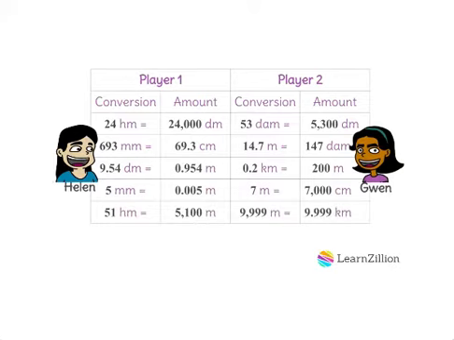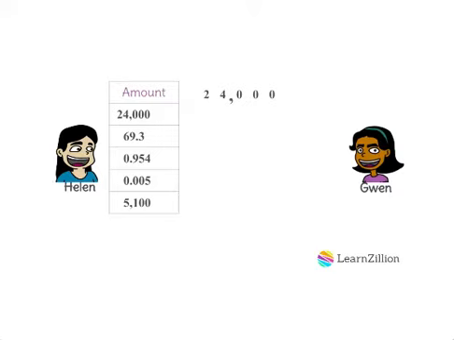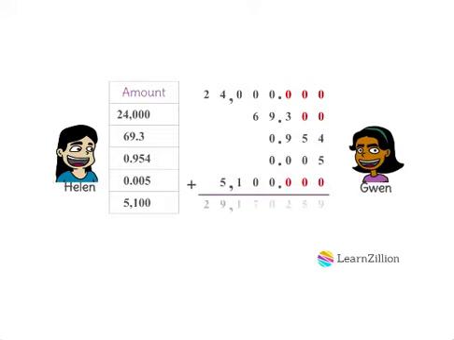Now it's time to go to the next step of the game. The first number that Helen is going to add is 24,000. But as we look at the amounts on her sheet, she has a number with 3 decimal places, or 3 digits after the decimal point. In order to make it easier to add decimals, we're going to add a decimal point and 3 zero placeholders to each number. Be sure to line up your decimal points as you write them down and put in those 0 placeholders if needed. When she adds them up, she gets 29,170 and 259 thousandths as her score.